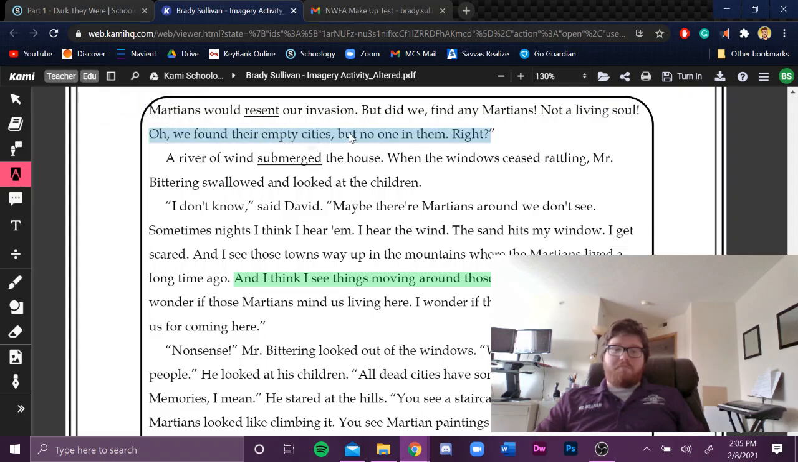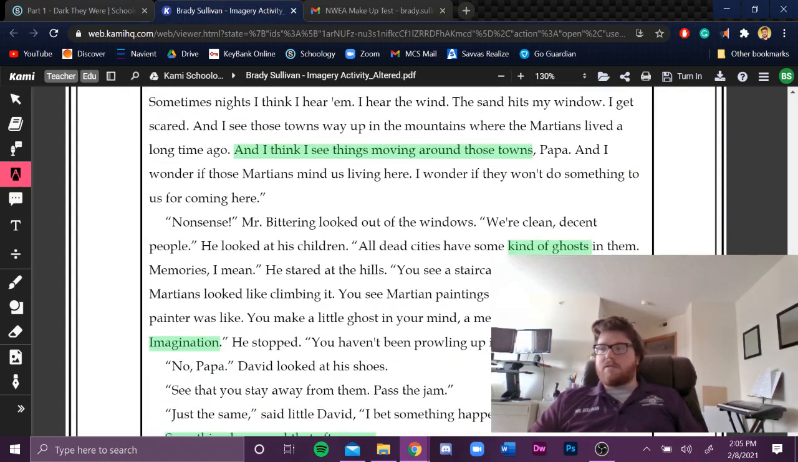We have another part with these empty cities. No one's in them. When people from Earth first got to Mars, they found these cities abandoned. Where did they go? That's creepy. It's supposed to be anyway.